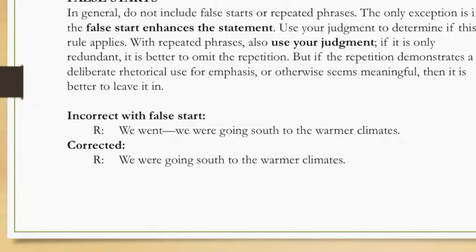So this is how it's written with the false start. This person started, "we went," and then switched up: "We were going south for the warmer climates." That "we went" was not necessary. It did not enhance or emphasize the sentence. So more often than not, you would cut that out and just say, "We were going south to the warmer climates." Those happen quite often.